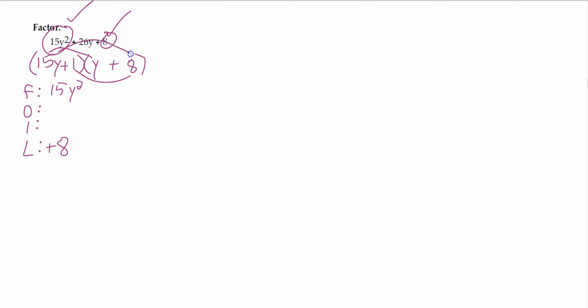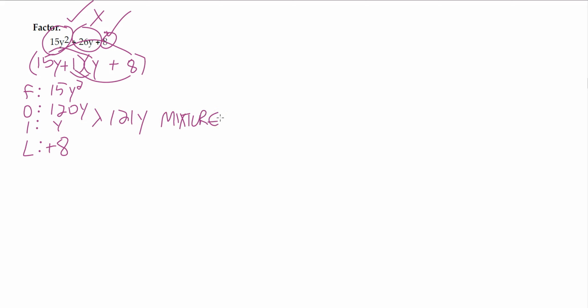The outer product here is 15 times 8, which is 120, I believe. 120y. And the inner product is y. And they are like terms, and they add up to 121y. Well, we missed that out. So this is not the correct answer, but we see that it's easy to guess the first and the last factors to work out. The hard part is guessing the outer and inner. I call these the mixture products. We have to get the correct mixture.